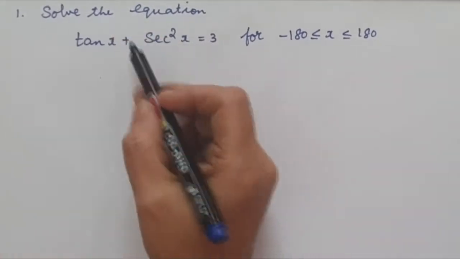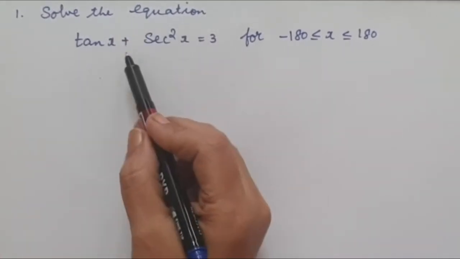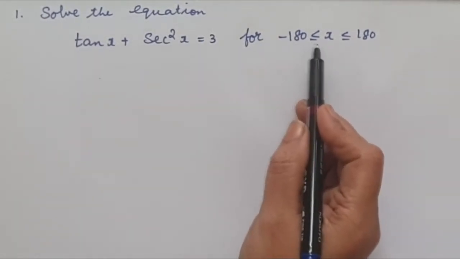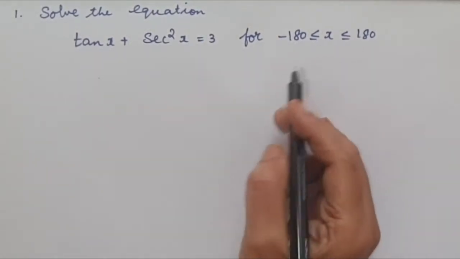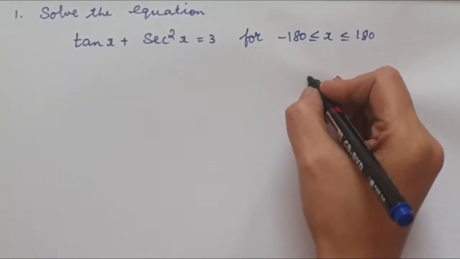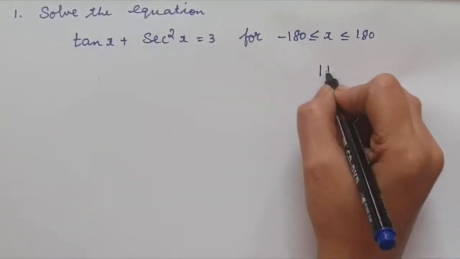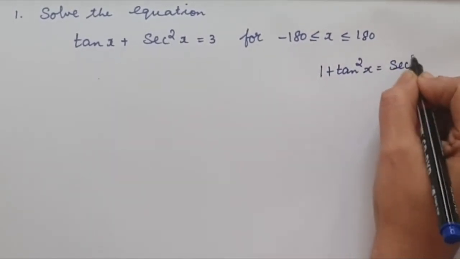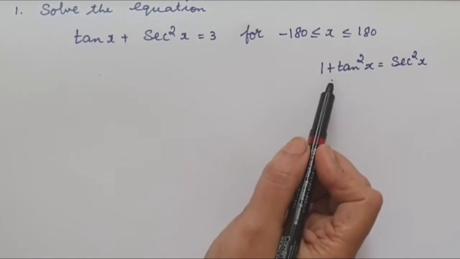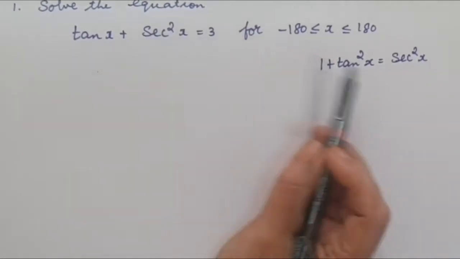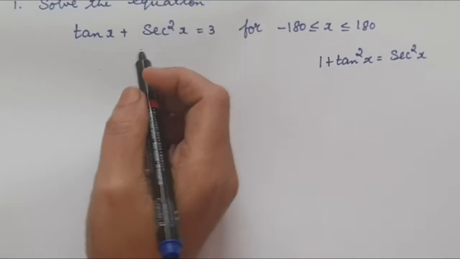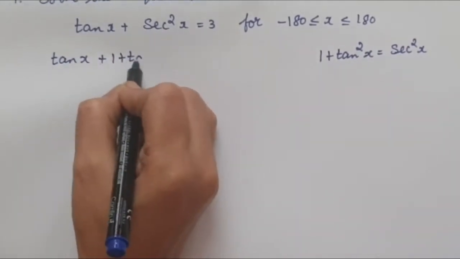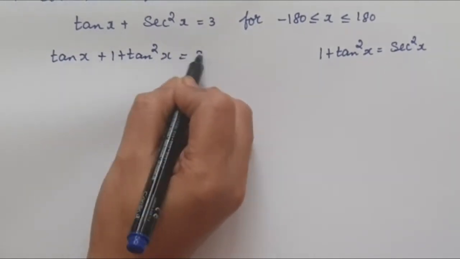The first question: solve the equation tan x plus secant square x equal to 3 for minus 180 less than or equal to x less than or equal to 180. From our identity we have 1 plus tan squared x equal to secant square x. So we'll substitute this identity. Instead of secant squared x, we can write it as 1 plus tan squared x. So it will give us tan x plus 1 plus tan squared x equal to 3.